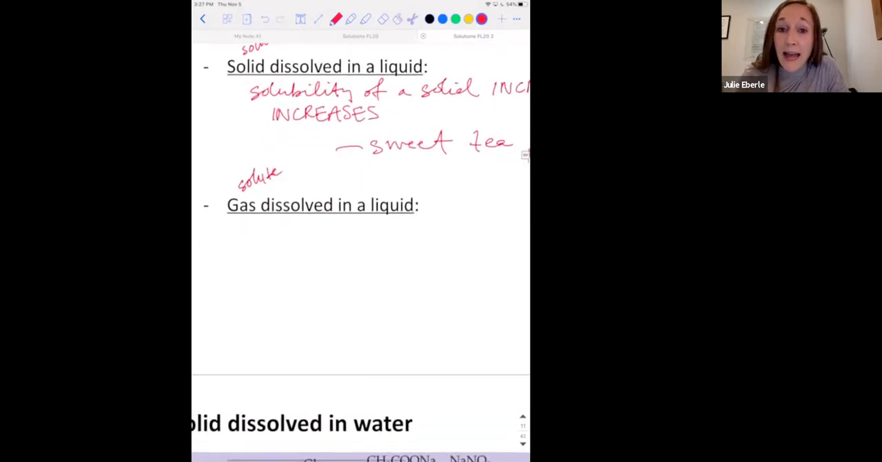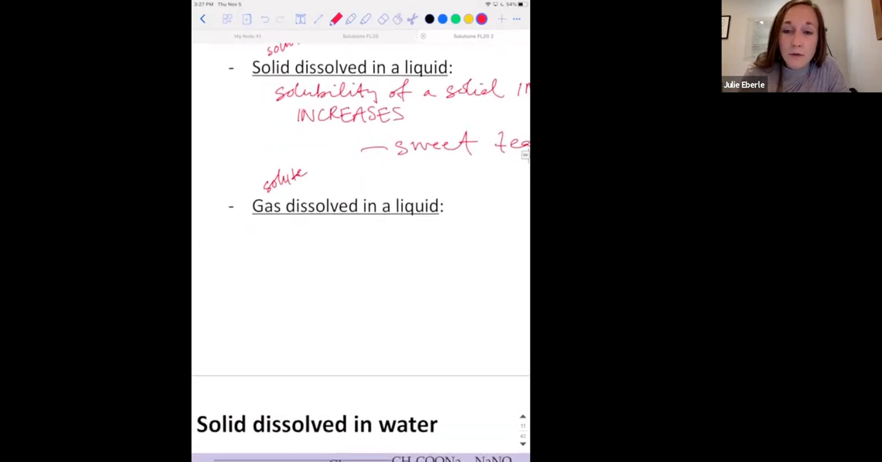On the flip side, gas is dissolved in a liquid. So we're going to go back to the example with club soda or like seltzer water. You have a gas dissolved in a liquid. Really, you could think of any carbonated drink. So if you like Coke or Pepsi, or any carbonated drink, you've got CO2 dissolved in the liquid, right?